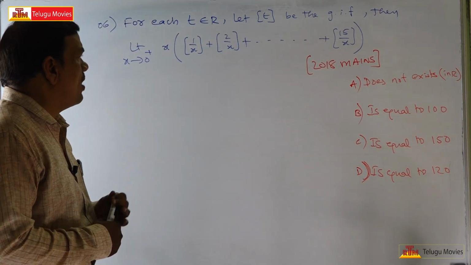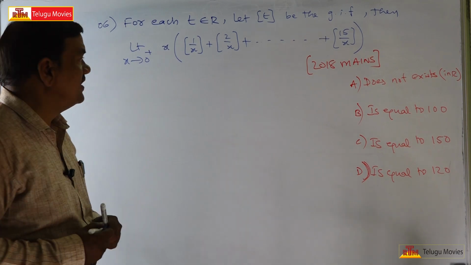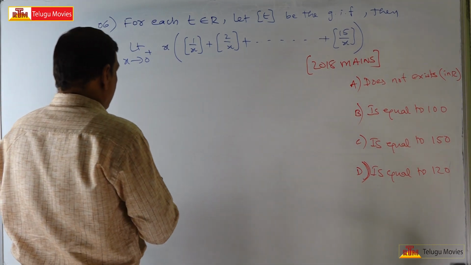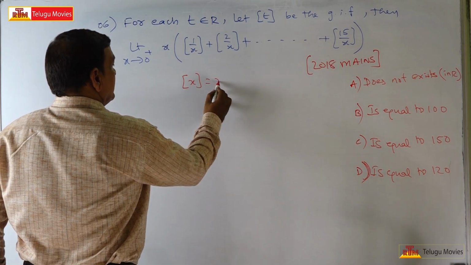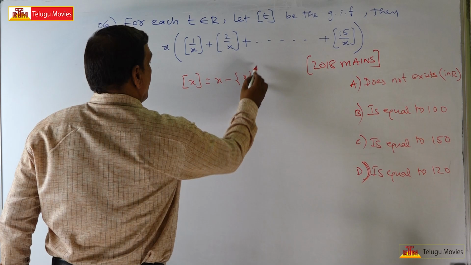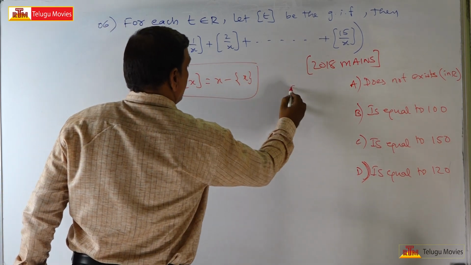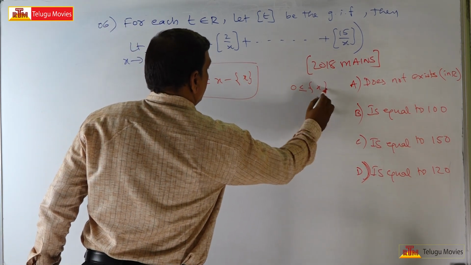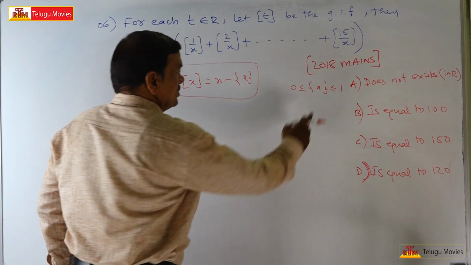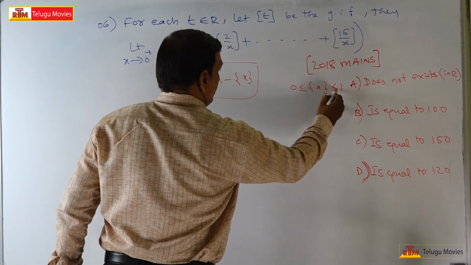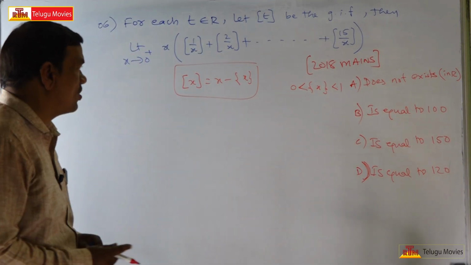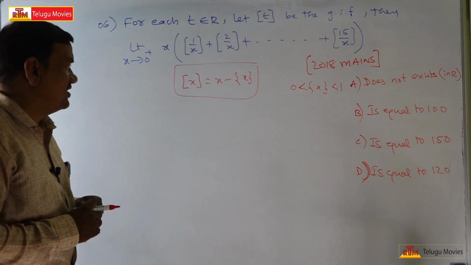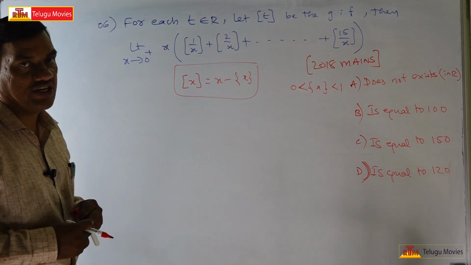To do this problem, first we should know the step x definition. What is the step x definition? Step x can be written as x minus the fractional part of x. This fractional part lies between 0 and 1, and it is never exactly 1. So step of x is equal to x minus the fractional part of x.